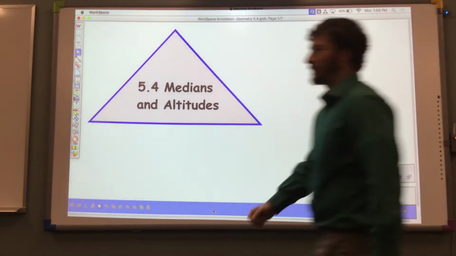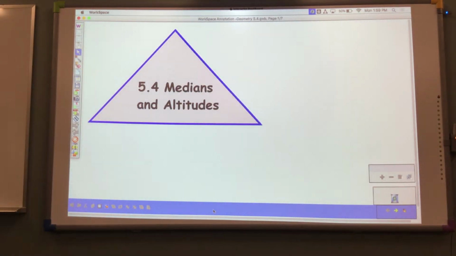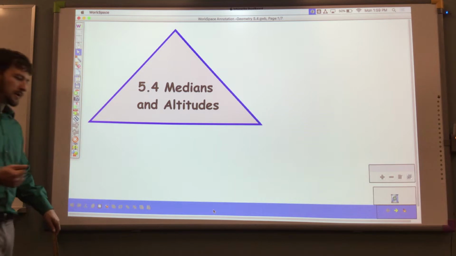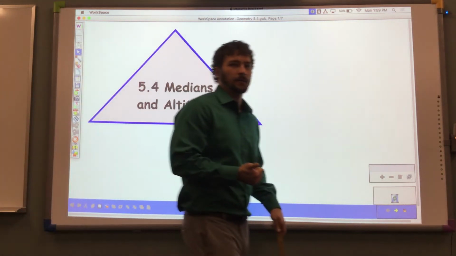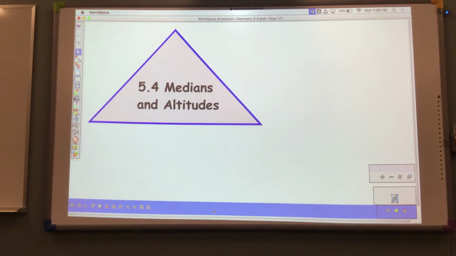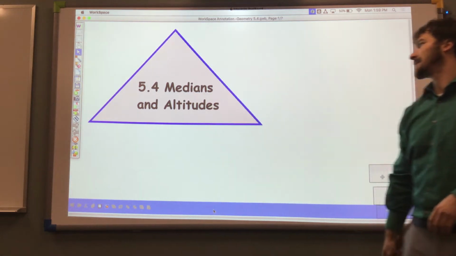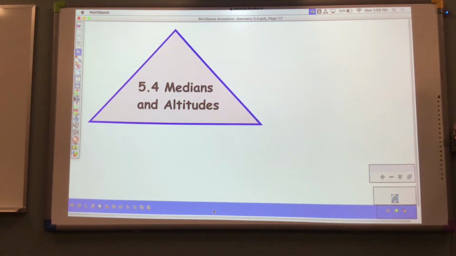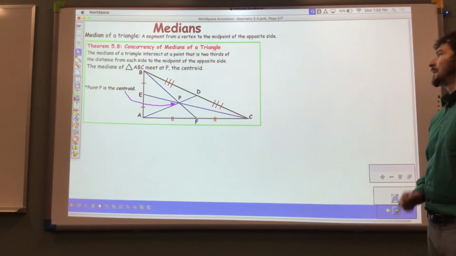Alright, today we're going to be learning about medians and altitudes. So far, we've talked about mid-segments that go from midpoint to midpoint. We've talked about perpendicular bisectors of triangles. We've talked about angle bisectors of triangles, and now we've got two more different segments to talk about. So, let's get to it.